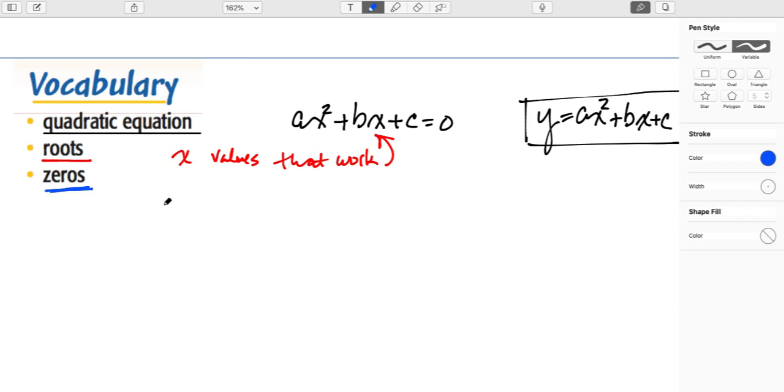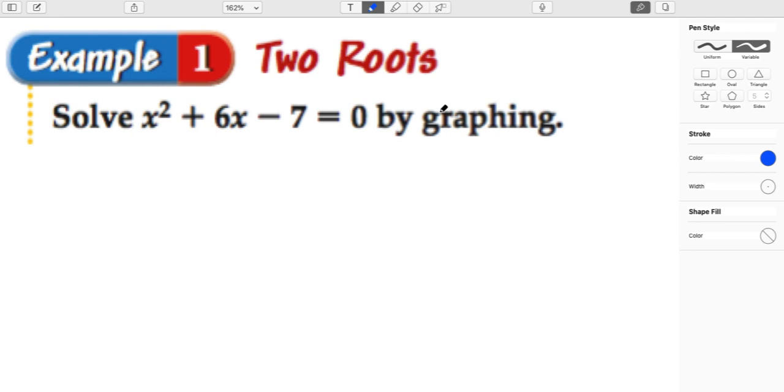The zeros of an equation really refer to, if I were to graph this related function, y equals ax squared plus bx plus c, I'd get some parabola that might look like this. The zeros of the function are the values where the graph crosses the x-axis, where those values are 0. And you might realize that zeros and roots are very similar, as they often refer to the same thing. So that brings us to example 1. Here in example 1, we're going to have a situation where we have two roots.